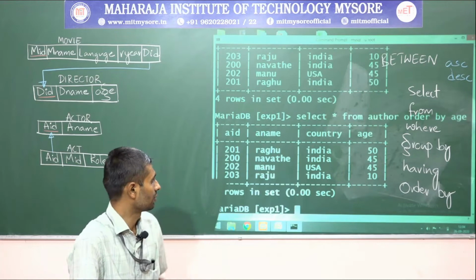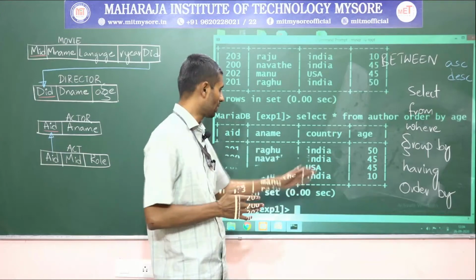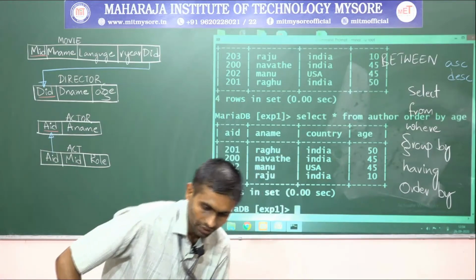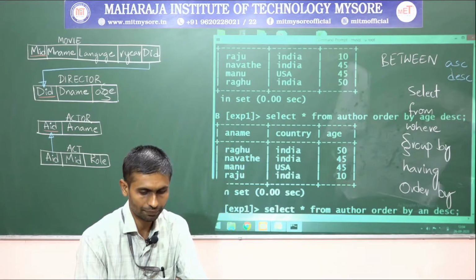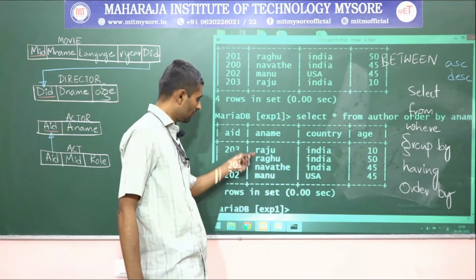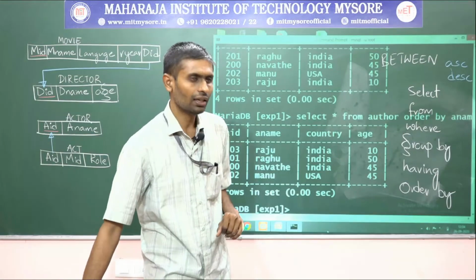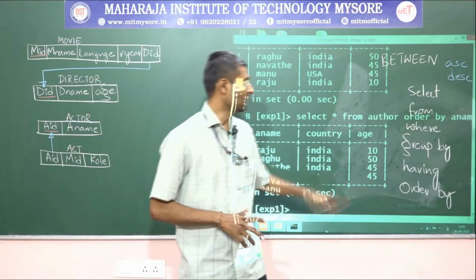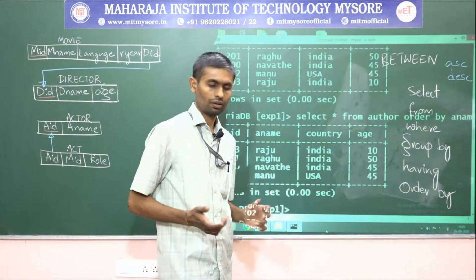So let me check. Yes, we got 50 first, then 45, 45, 10. The corresponding values are also arranged based on these age values, right? Then if you want alphabetical descending sorting, you can do name descending. Look at this one. We got Raju first, then Raghu, Navate, the reverse order from Z to A, instead of A to Z. So from this we learned one more interesting clause, the ORDER BY clause in SQL. It is mainly meant for sorting on any particular attribute whichever we want, right? That's it.